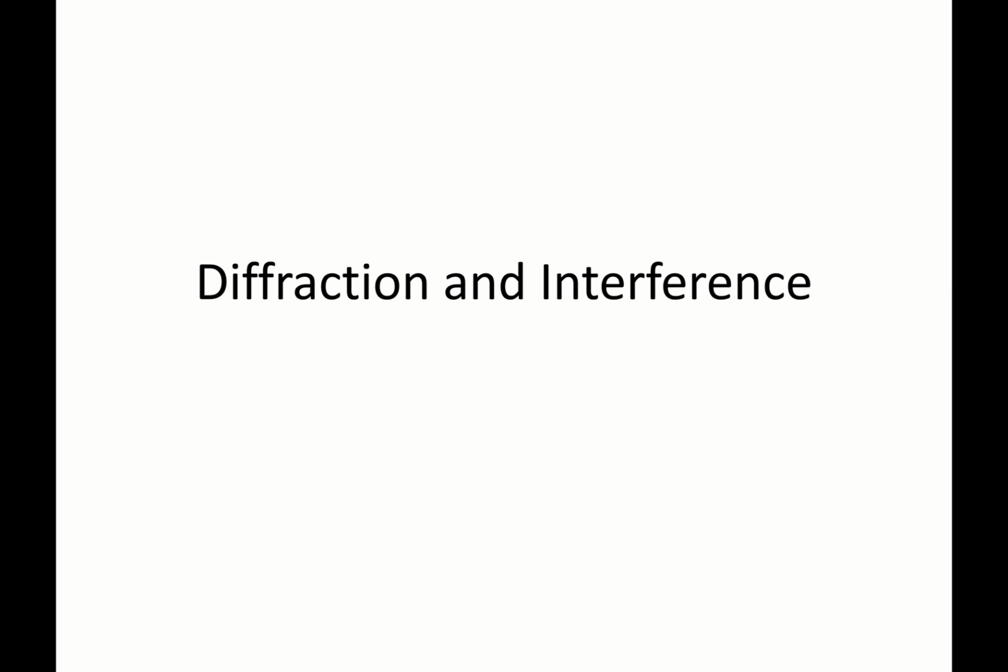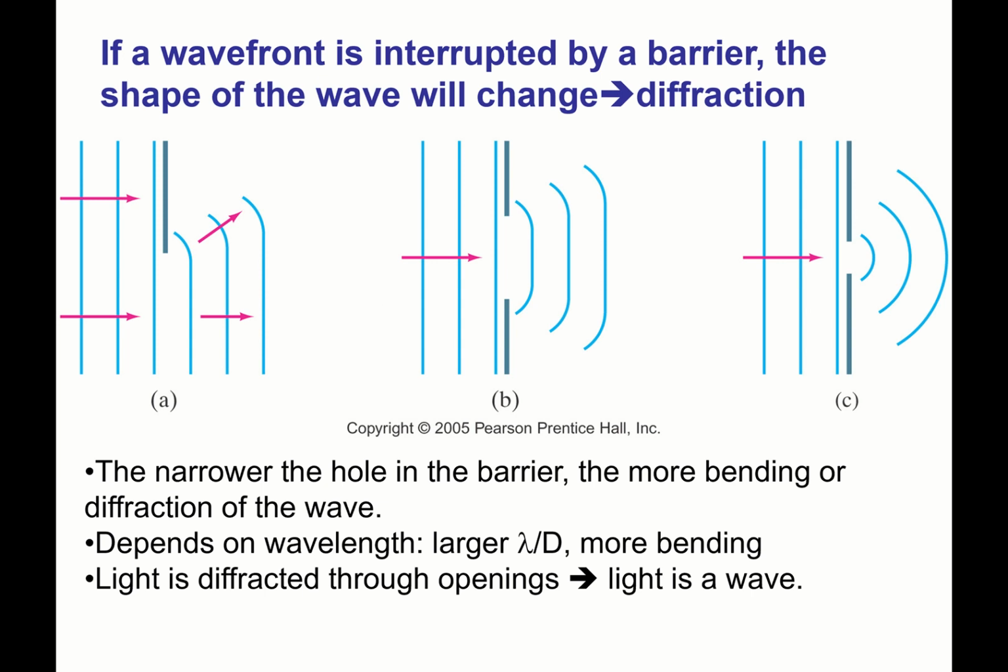So today I'm going to talk about how to do diffraction and interference problems. So we'll start with a quick description of what diffraction is. Diffraction is a change in the shape of a wave due to the presence of a barrier.